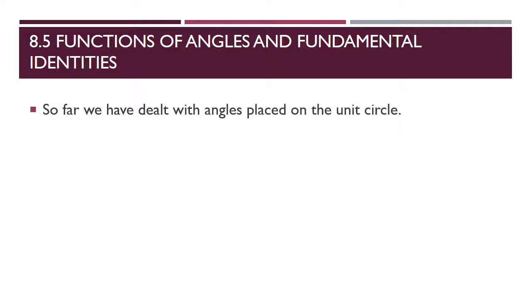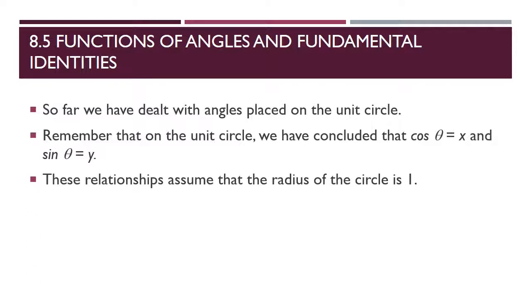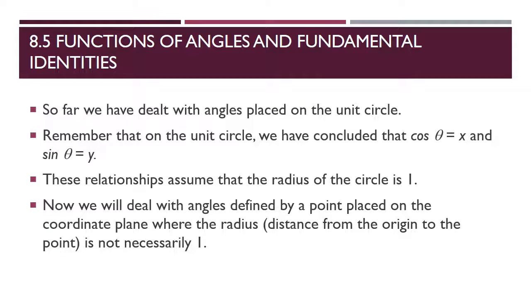Okay, so far we've dealt with angles that have been placed on the unit circle. Remember that on the unit circle, we decided that the cosine of theta, the angle, is x, and the sine of theta is y. These relationships assume that you're dealing with a unit circle, which is a circle of radius 1. So what if the points are placed anywhere on the plane? They're not a radius of 1 away from 0, 0.